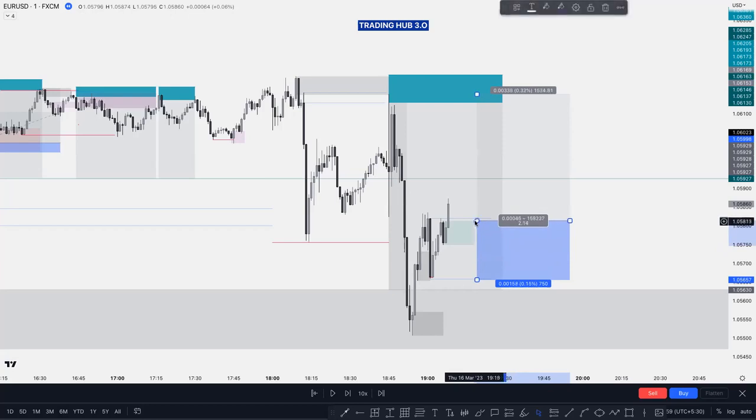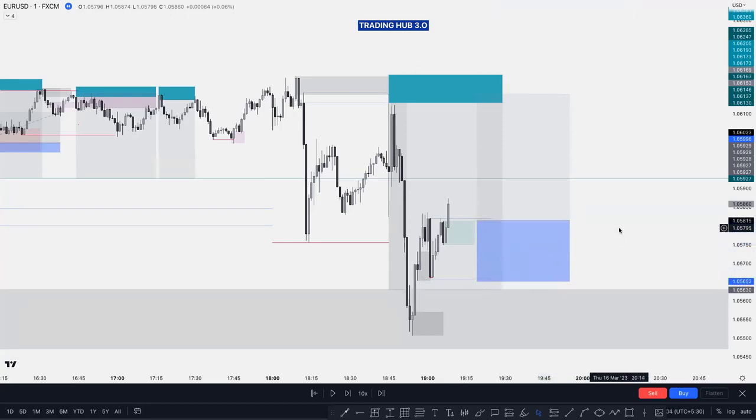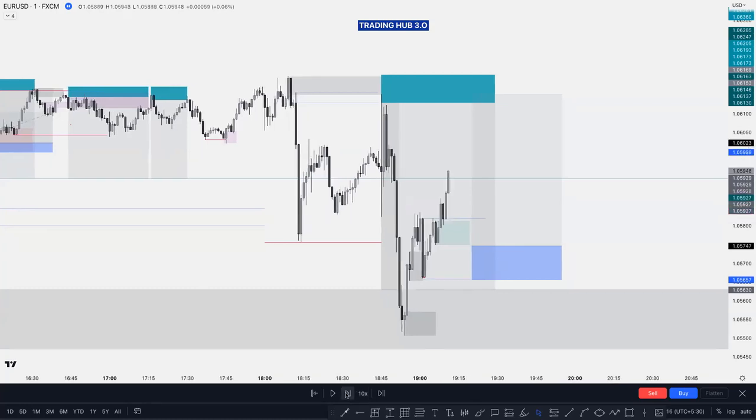But if you are willing to buy here, you can, but put the stop loss just below it. So now this is better, because we are already in a candlestick formation. So let's see what happened next after this one.